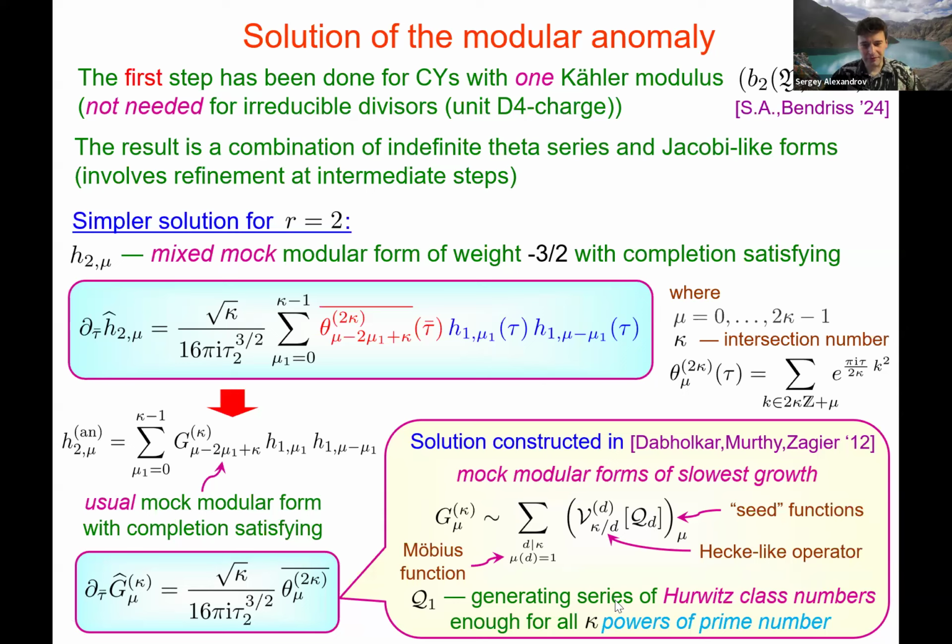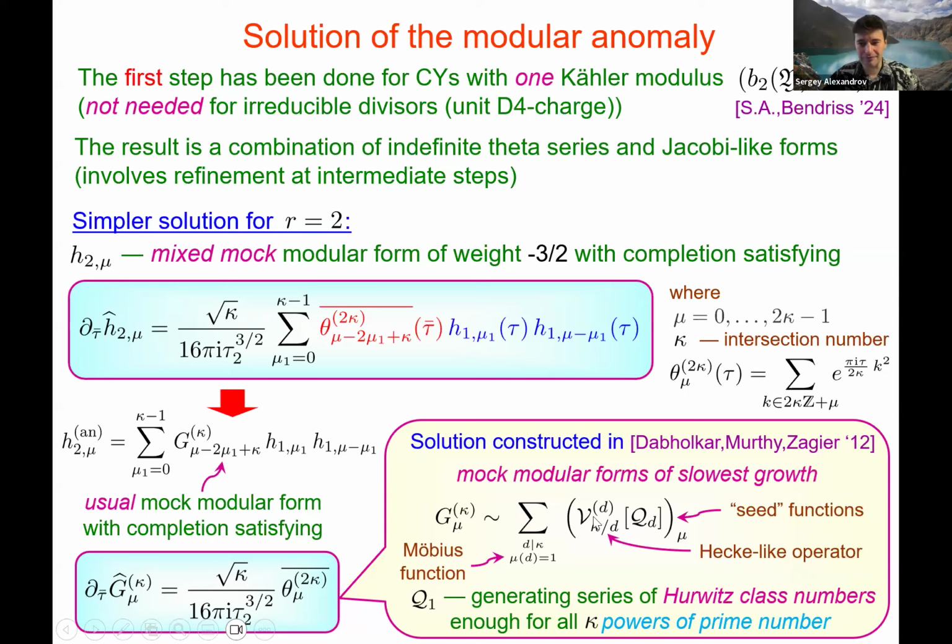But for example, if you take the function Q1, which is just the generating function of Hurwitz class numbers, which is like the most canonical object in the theory of mock modular forms, and apply to it some Hecke operator, this is enough to describe all cases with intersection number of the Calabi-Yau equal 1, 2, 3, 4, 5, 7, 8, 9, and so on. So you immediately get the solution for free.